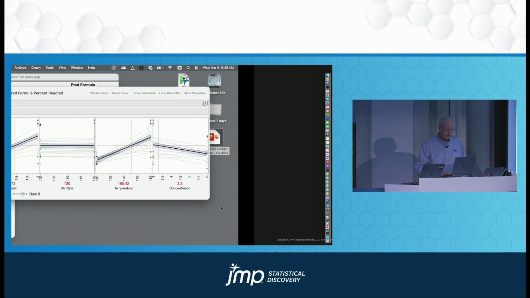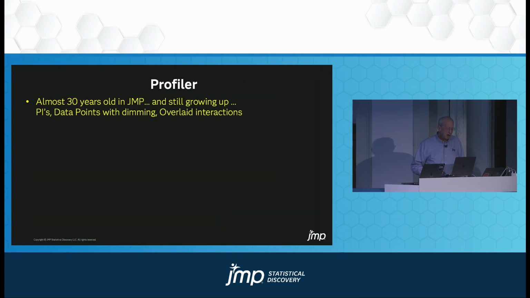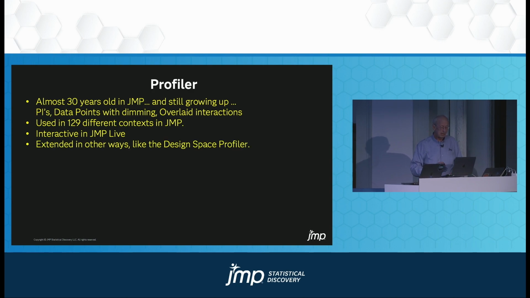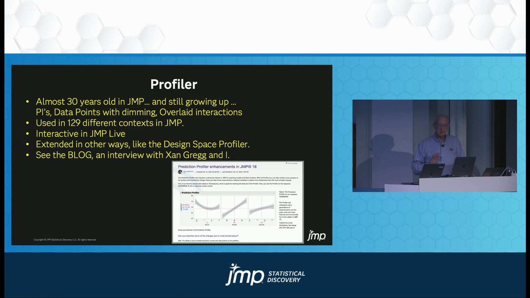So we have the profiler, almost 30 years old in JMP and still growing up, with prediction intervals, data points with dimming, overlaid interactions, used in 129 different contexts in JMP, actually interactive in JMP Live, and extended in other ways, like the Design Space Profiler, which was new last release. And there's a blog that Mia and Zan and I wrote on the prediction profiler enhancements in JMP 18.